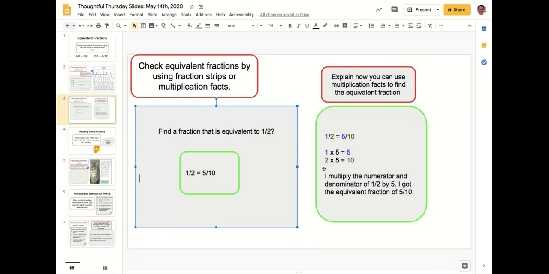I also wrote it out as this. I multiply the numerator and denominator of 1/2 by 5. That's what I did right here. I got the equivalent fraction of 5/10. So this is another way that we can check and make sure that we have equivalent fractions, by using multiplication facts. The rule, as you can see, is whatever you multiply the top by, you multiply the bottom by.